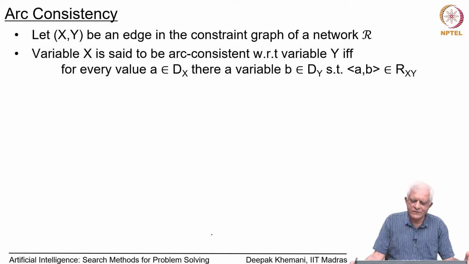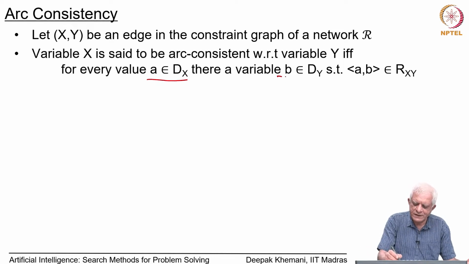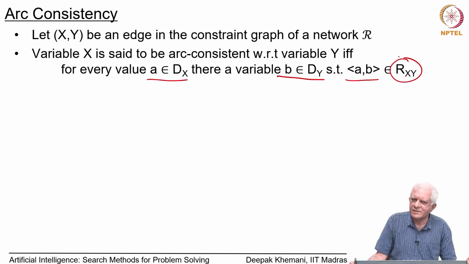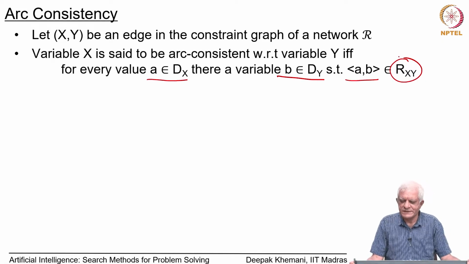If for every value a in d of x, the domain of x, there is a value b in d of y such that this pair, or this tuple, belongs to the relation between the two variables x and y. Remember that a constraint graph represents relations essentially. An edge says that x is related to y. So, if for every value a in d of x there is a value b in d of y, it can be the same value, it does not matter. All we are saying is that from that value a there must be a corresponding value b in the other domain. Then we say that the variable x is R consistent with respect to y.